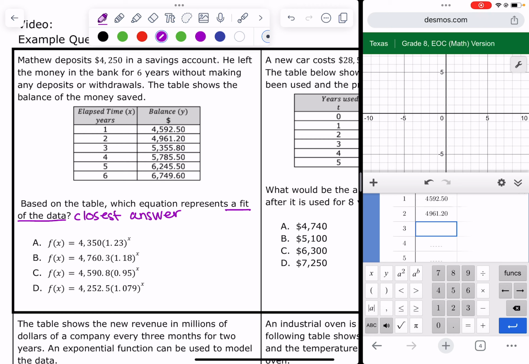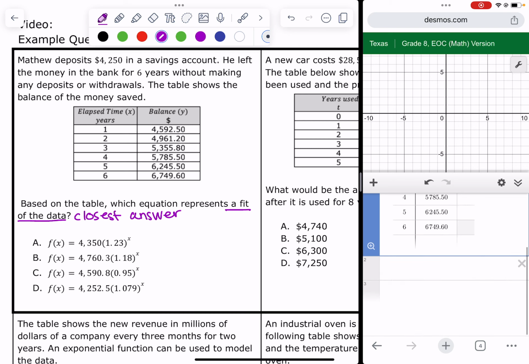1.20, 5, 3, 5, 5.80, 5, 7, 8, 5.50, 6245, 0.50. And then 6, 7, 4, 9, 60.